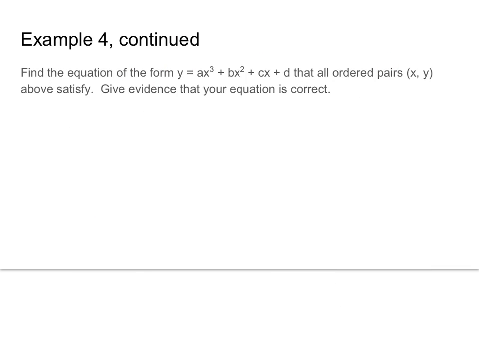So now we have to do the hard work. Find the equation of the cubic form, that's just standard form, that all ordered pairs x, y satisfy. Give evidence that your equation is correct. So we're going to have to page back and forth a little bit.